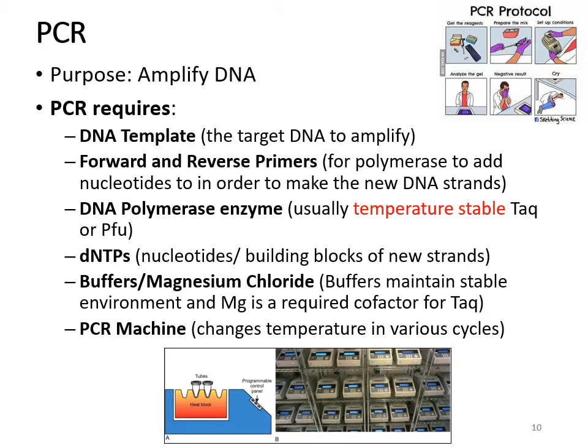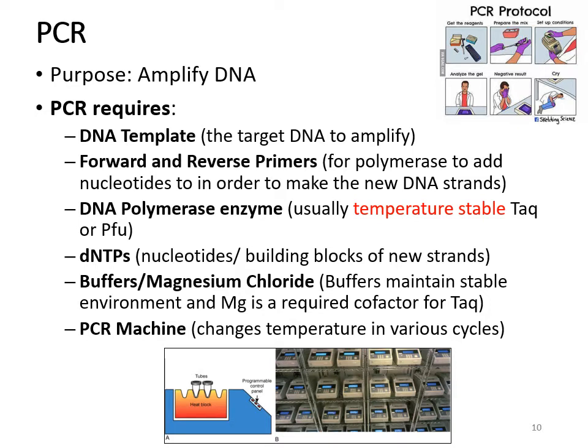Okay, you need forward and reverse primers, which are little pieces of single-stranded DNA that match the beginning and the end of the DNA sequence that you want to target. Okay, because as you know, polymerases can't start from scratch. They need something to have as starting points.